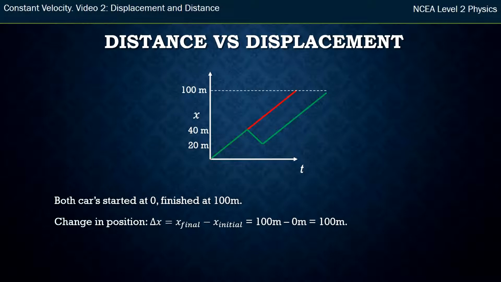The way we work that out is we just need the final position and the initial position, and subtract the two. So in both cases, we've ended at 100 meters, we started at 0 meters, 100 minus 0 is 100 meters. This is our first definition, displacement. Displacement is the change in position. It only requires the beginning and the end.